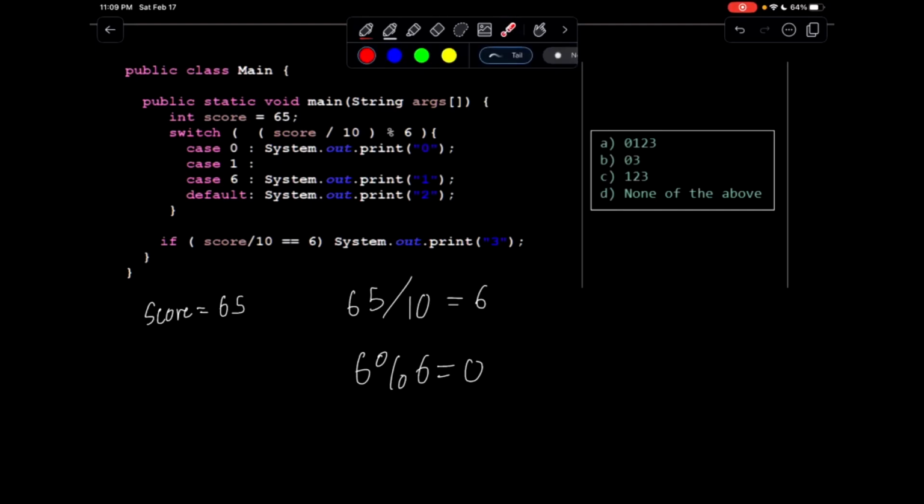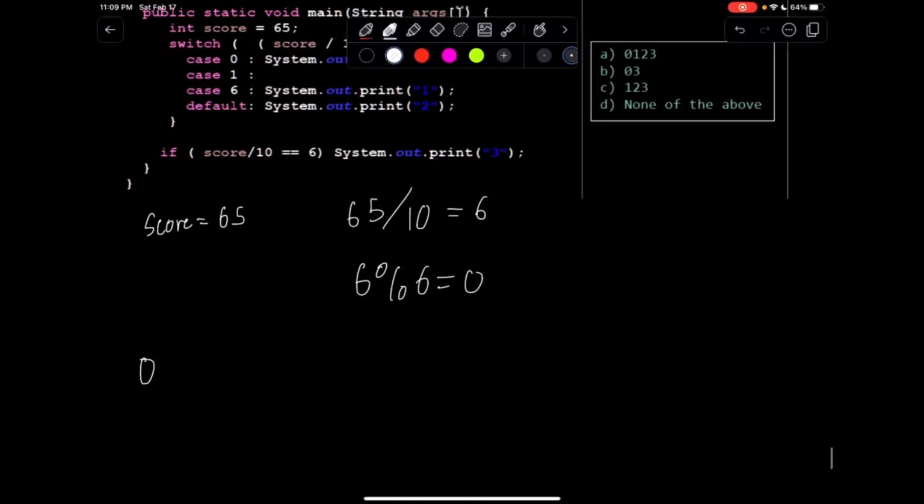Because this evaluated to 0, we should start off with case 0, right? Had it evaluated to 1, then you'd start over here. If it evaluated to 6, you'd start over here. If it didn't evaluate to any one of these, you'd start off at the default case. We happened to evaluate to 0, so here is where we start. We have System.out.print 0. It literally is just as simple as that. Just print out a 0.